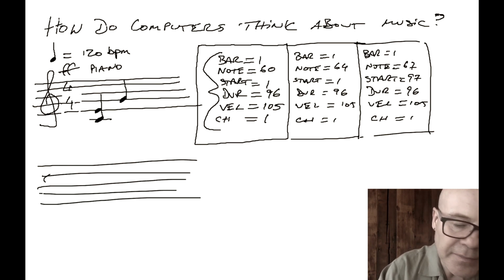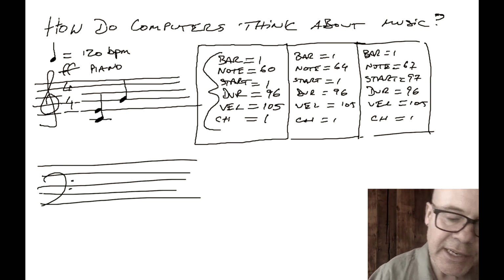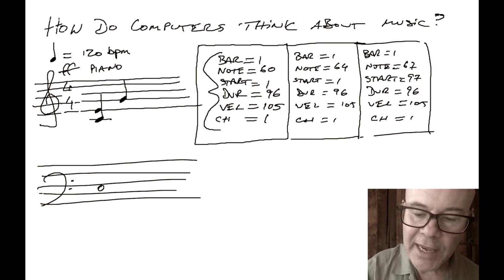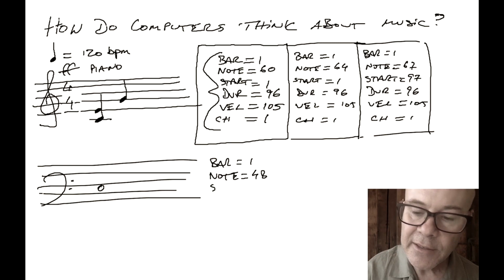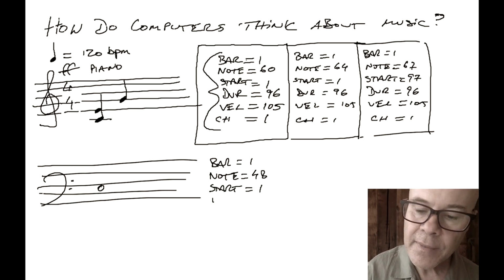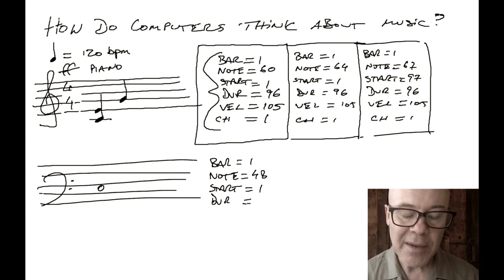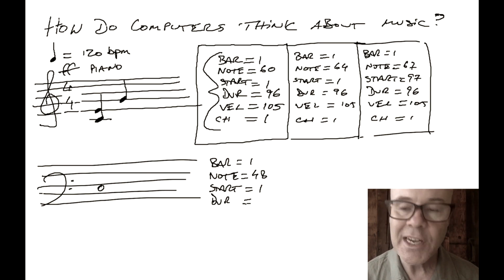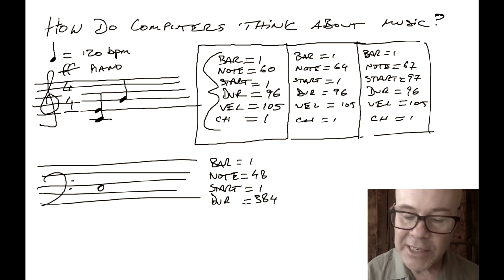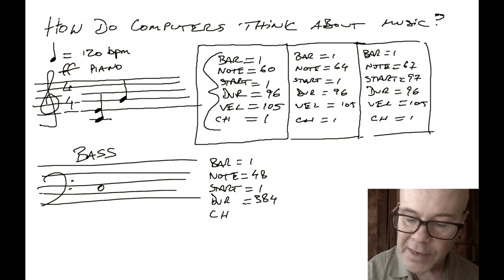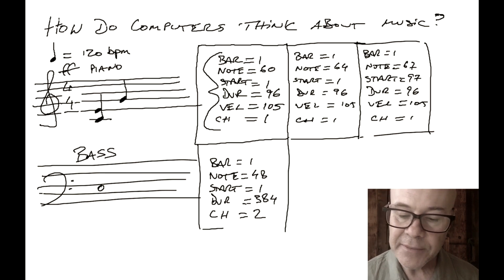So how does this vary? Well, let's stick in a bass note here on a C. And in this case, the bar is still 1. The note value is 12 semitones below the 60, which is 48. The start time is 1. Duration, this time is the entire bar, which is 4 times 96, which is 384 ticks altogether. The velocity, we'll still call that 105. And the channel this time is channel 2, because we're going to assign that to the bass.